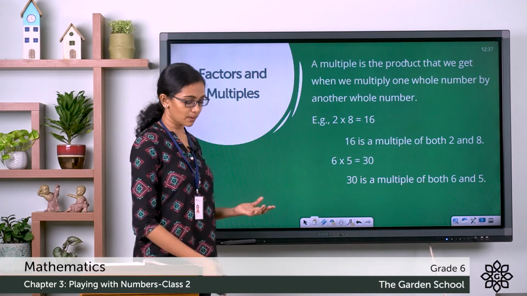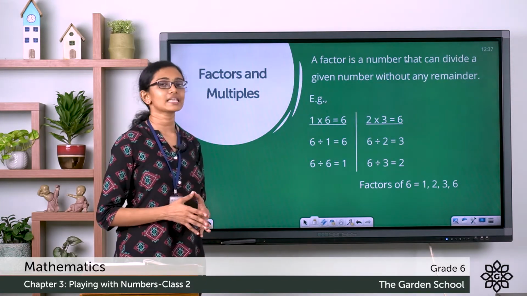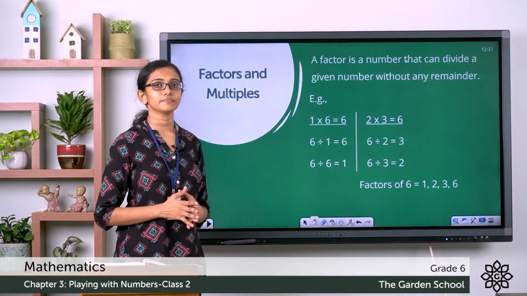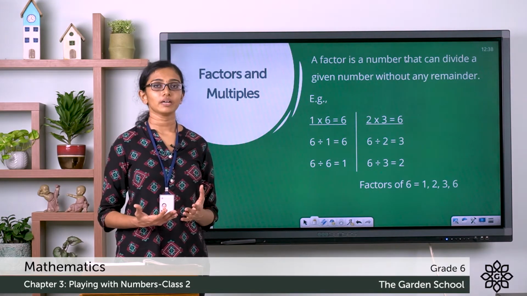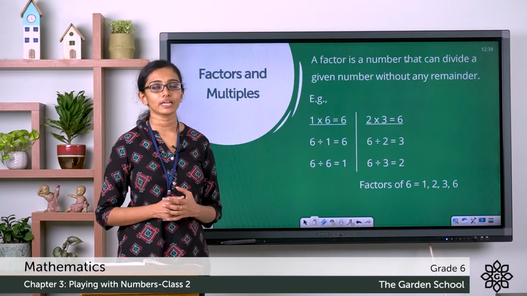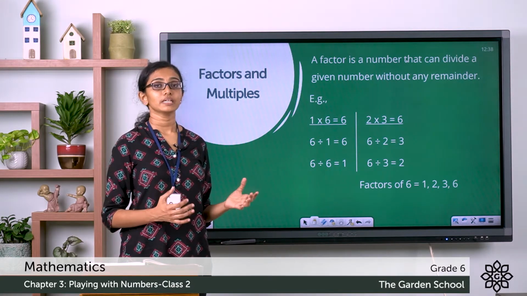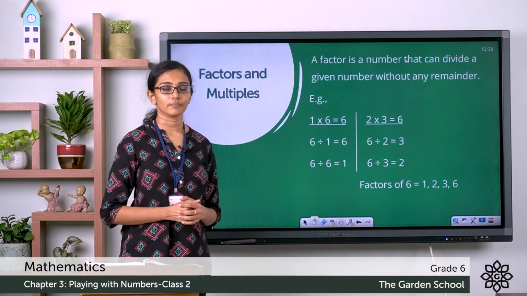Now we also learned about factors. A factor is a number that can divide a given number without any remainder. So since factors of a number can divide it completely without any remainder, you can say the factors of a number will be the exact divisors of that given number.